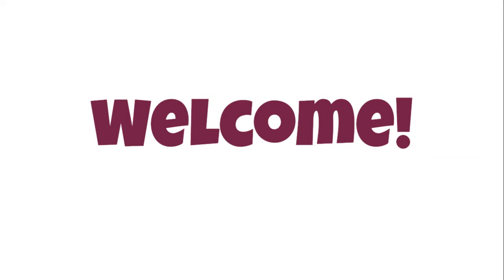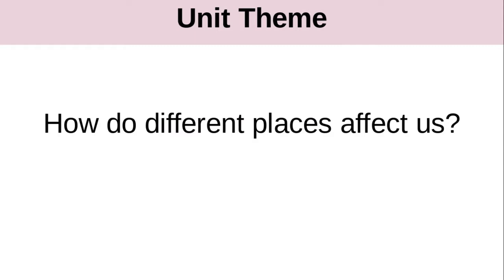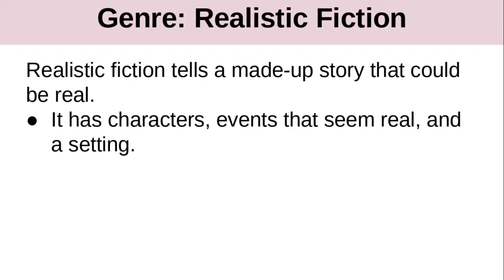Welcome. This lesson is the first lesson in Unit 1 of second grade reading. Let's begin. The theme or idea that you will see throughout this unit of second grade reading is how do different places affect us? The genre for this lesson is realistic fiction.